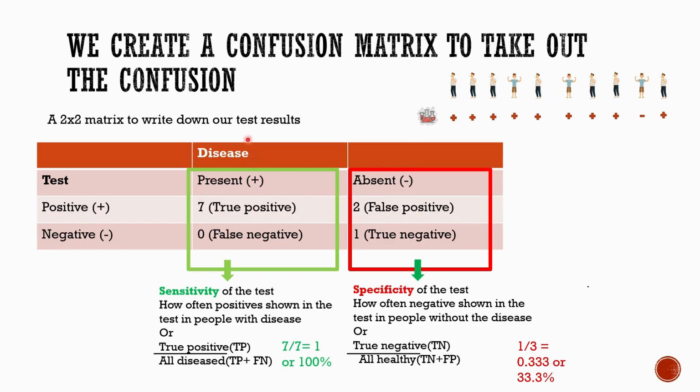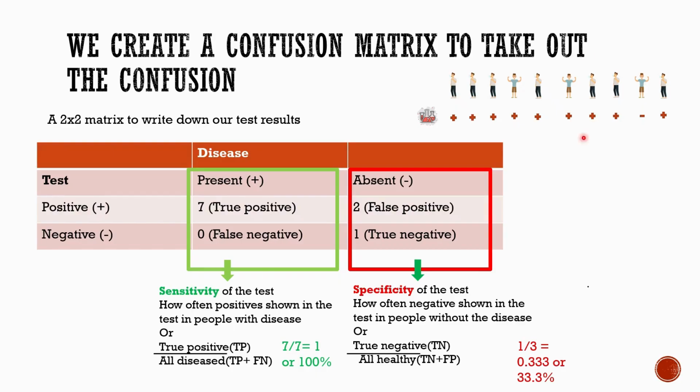It did not miss a single deceased person. Next we look into the specificity. Specificity will tell us how well the test identifies people who do not have the disease. The equation for specificity is true negative divided by all healthy, that is true negative plus false positive.